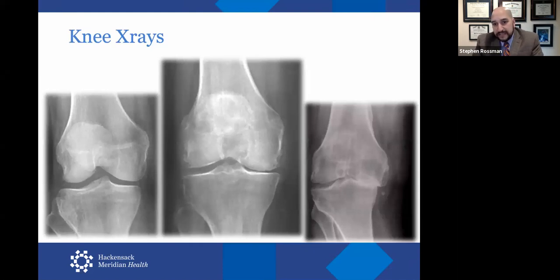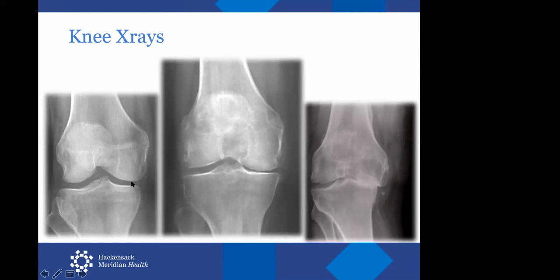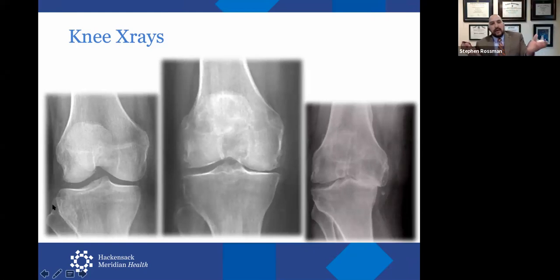And on the knee side, it's the same exact thing. Now here we go, if we look over here, this is actually the inside of the knee. The left picture is a knee without any arthritis.